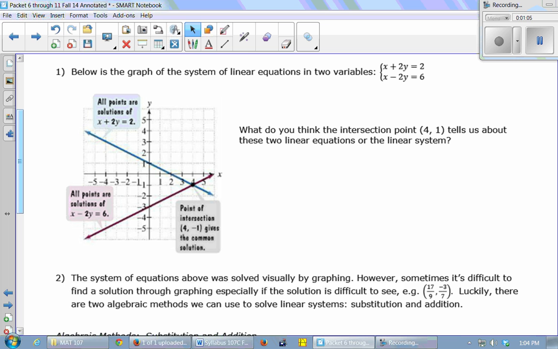So here's a graph of a system of equations. I've got x plus 2y equals 2 and x minus 2y equals 6. So each of these equations represents a line in the coordinate plane. And how you actually come up with that line we're going to talk about in a later class, but here they are. I just put them up for you. So each of those represents a line. And what do you think this intersection point tells us about that system of equations?